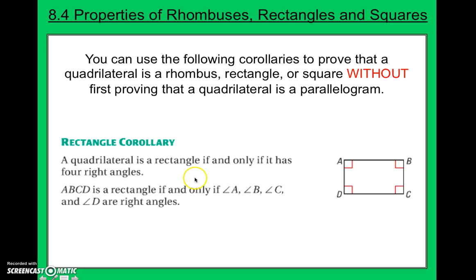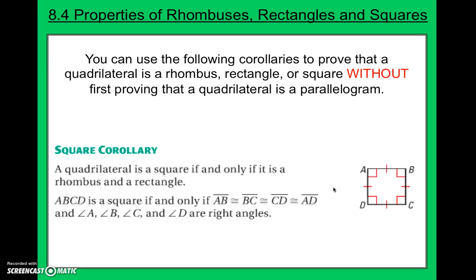A quadrilateral is a rectangle if and only if it has four right angles. So again, it works both ways. If it's a rectangle, we have four right angles. If there are four right angles in the quadrilateral, then it is a rectangle.